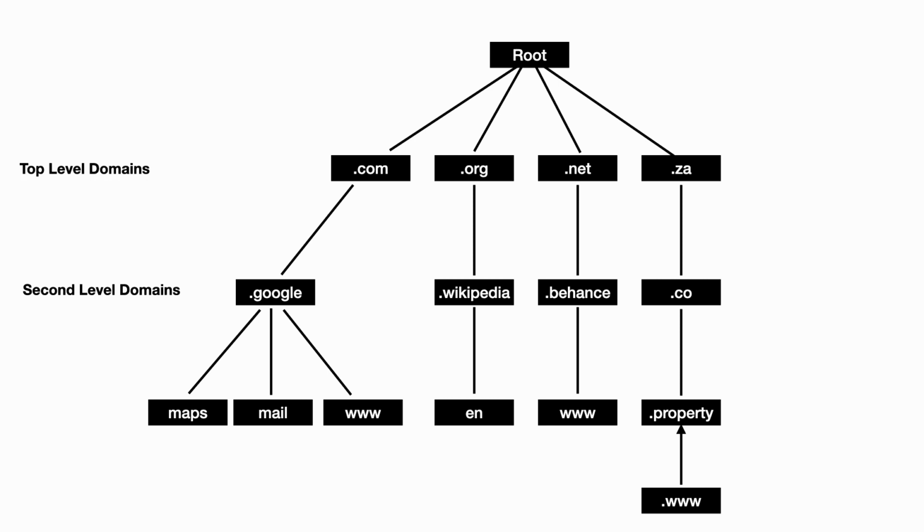So there are DNS servers for google.com, there are DNS servers for Wikipedia, Behance, co.za. In the co.za domain, there are DNS servers for property.co.za. And on the property DNS server, we've got the host www.property.co.za. As on the google.com DNS server, we would have a www address, which is the actual host or the IP address of where the Google website is. So that's how DNS is put together. It's a tree that's read from the bottom up, with the hosts right at the bottom. Everything above that are DNS servers.